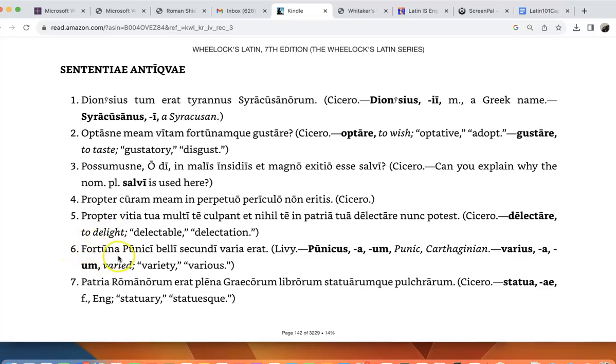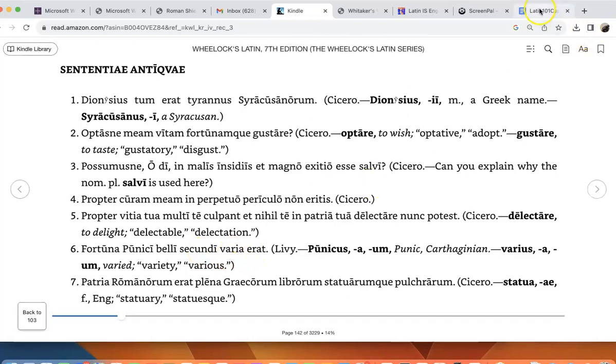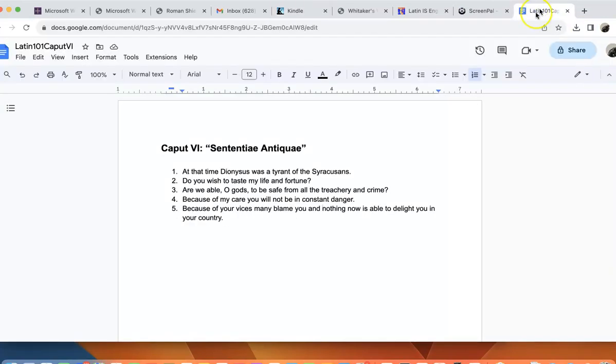Number 6, Fortuna punici belli secundi varia erat. So we have a different author. Livy, of course, is one of Rome's famous historians. You may be familiar with the Punic Wars against Carthage and Hannibal. And here we have the fortune of the Second Punic War was varied. So in other words, it was a difficult struggle.